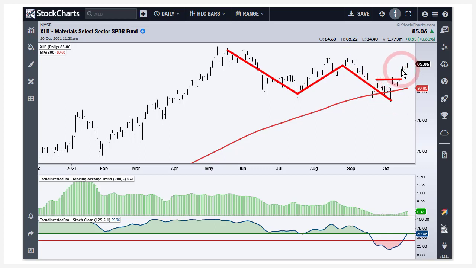So that's the early sign that you're going to get a bigger breakout here of this falling wedge that I drew in the beginning. So we've got a breakout within the bigger falling wedge, and I expect a move to new highs in XLB.